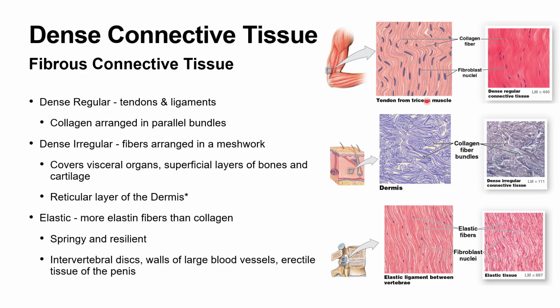Now, dense regular tissue differs from our dense irregular tissue because dense irregular tissue is going to have fibers arranged in more of a meshwork pattern. This is typically seen in the dermal layer of the skin as well as covering some of our visceral organs. Viscera, by the way, is a medical term that we use to describe organs found within body cavities, especially the thoracic cavity and the abdominopelvic cavity. So the organs that we find within the thoracic and abdominopelvic cavities are referred to as the visceral organs.